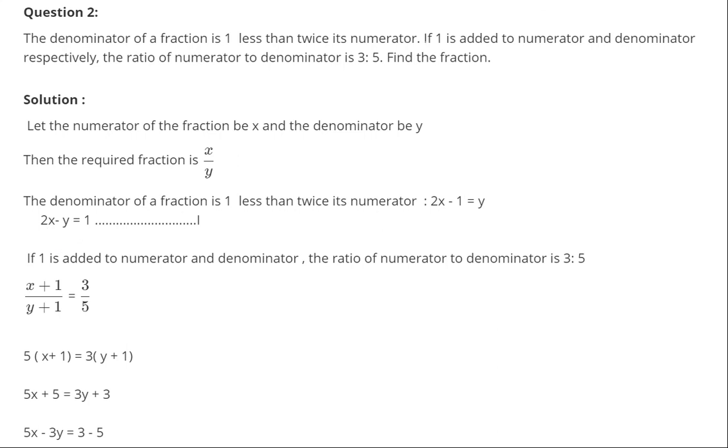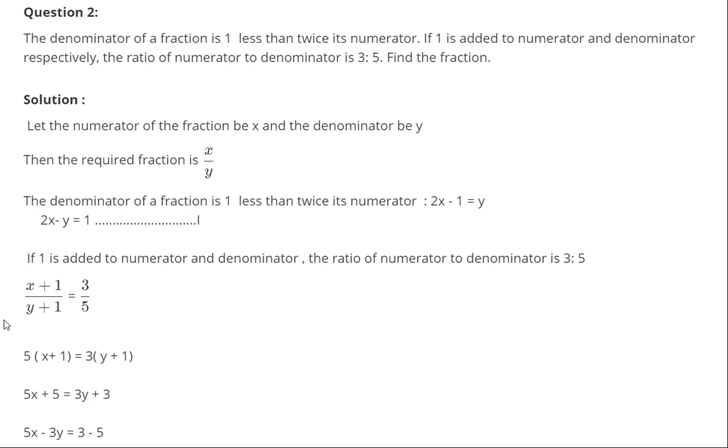Now we will read the second statement. If 1 is added to the numerator and denominator respectively, 1 is added to the numerator, that's x plus 1. 1 is added to the denominator, y plus 1. The ratio of the numerator and denominator is equal to 3:5. So then this will be equal to 3 upon 5.